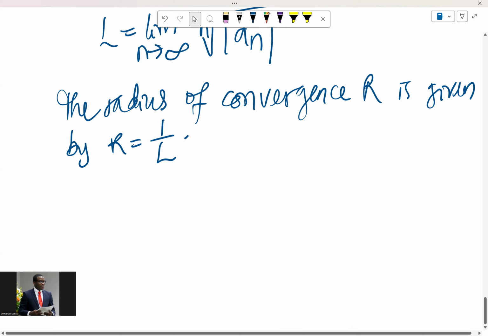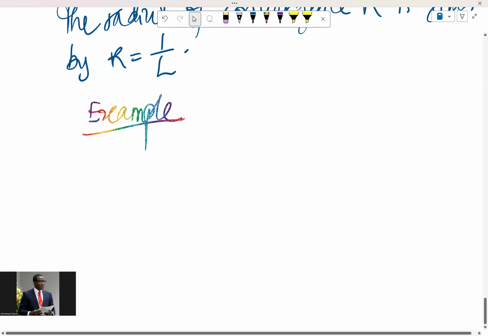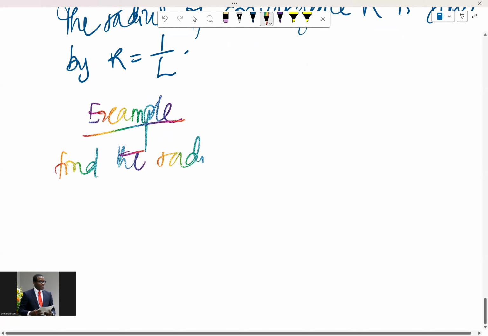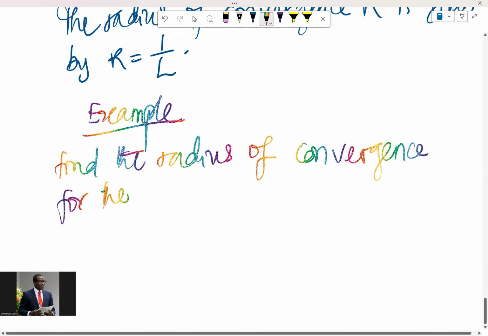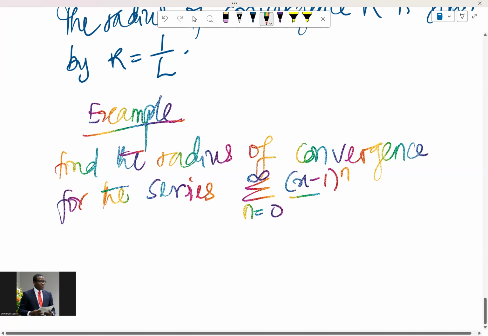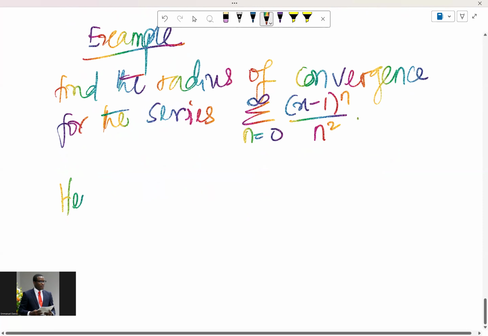So we have an example again. Find the radius of convergence for the series summation n equals 0 to infinity of (x minus 1) raised to power n all over n squared. So we need to find this. Here we get the coefficient a_n, which is equal to 1 over n squared.